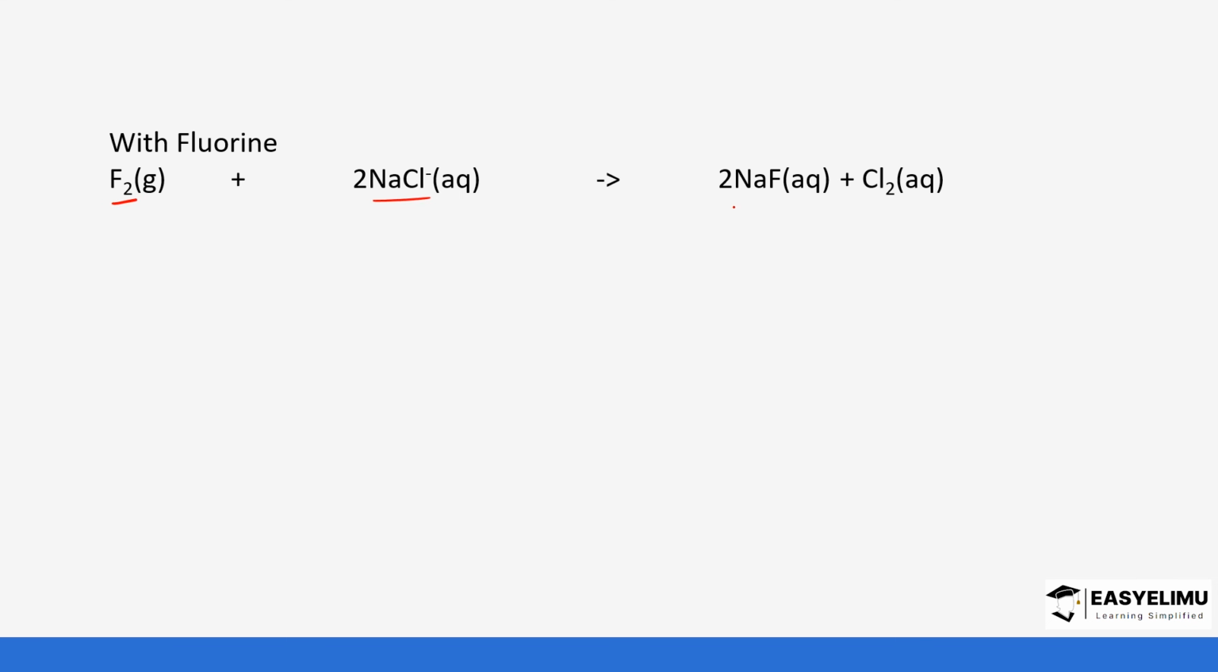Now, examples of equations that show this displacement. First of all, in this reaction we are reacting fluorine with sodium chloride. What happens? Fluorine displaces chlorine, so we form sodium fluoride and chlorine gas is given off. If we look at the ionic equation, this is how it looks: the fluorine, which is a neutral atom, reacts with the chloride ion to form fluoride ion and chlorine gas. So fluorine has basically displaced chlorine.